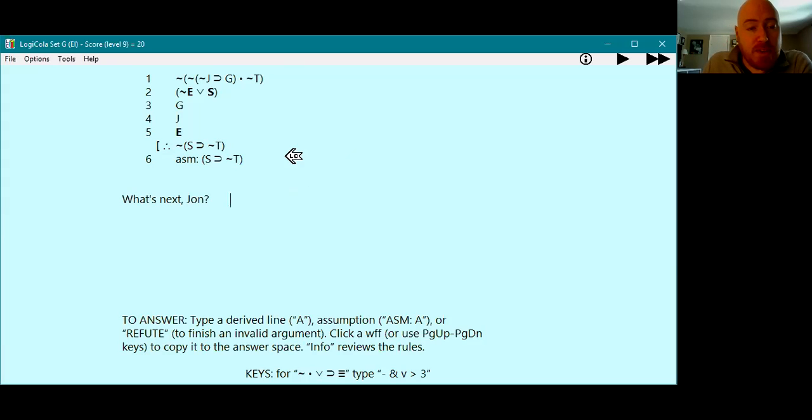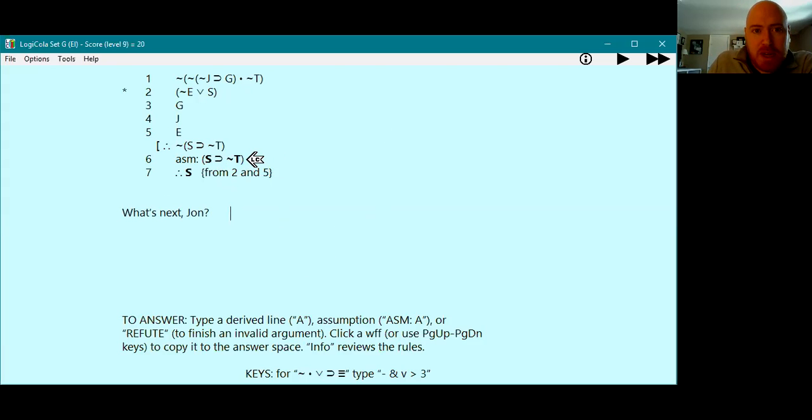Now, as far as simplifying lines, we've got on line 2, either not E is true or S is true. And we've got E true. Okay, so either triangle or box. Well, we've got not triangle down here. So if E is true, that means not E is false. So we can derive S on line 7. Now here I have if S is true, then so is not T. And I've got that S is true, so I can derive not T.